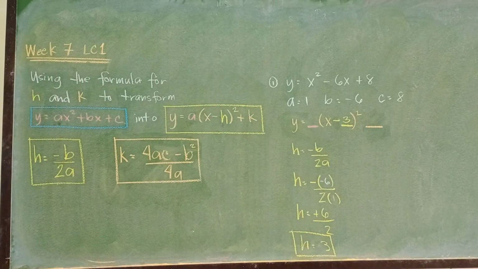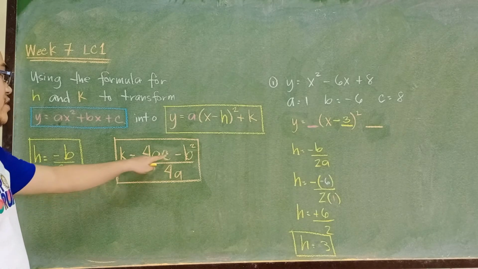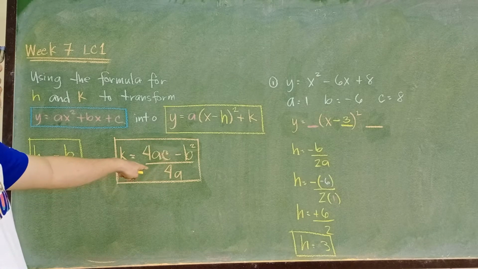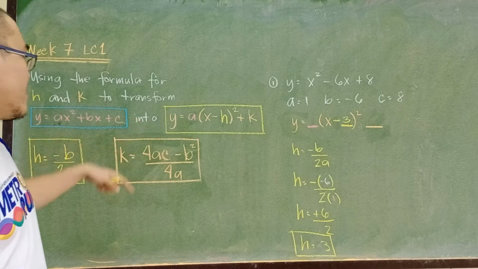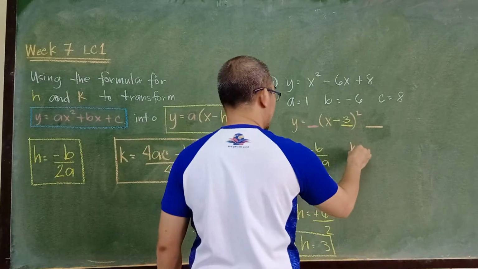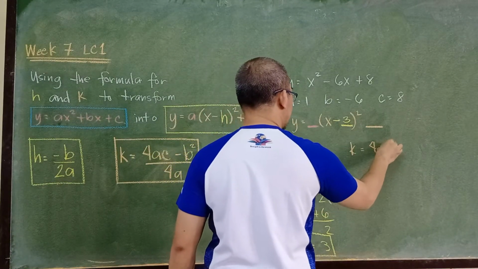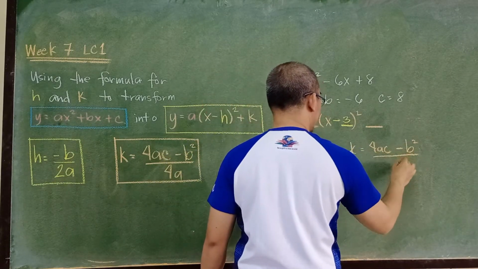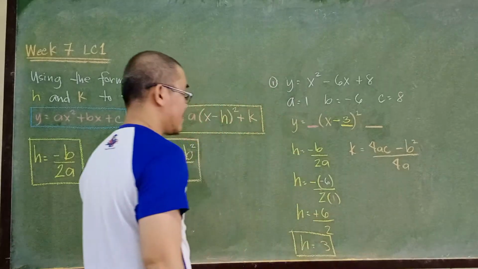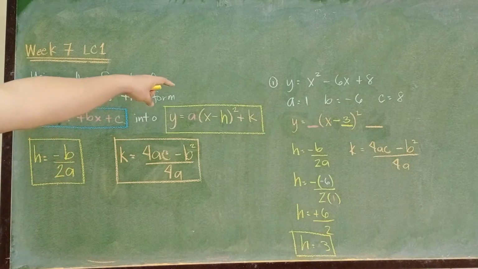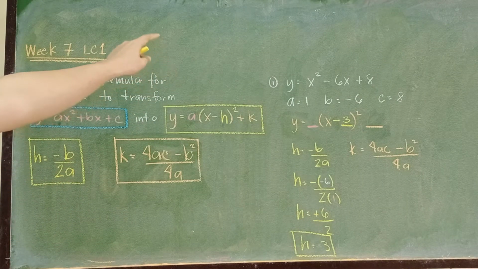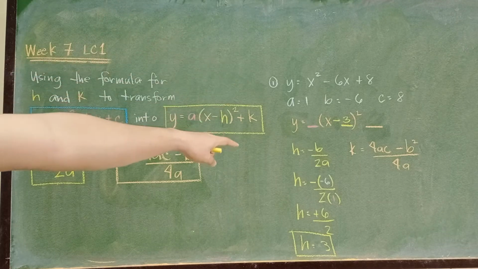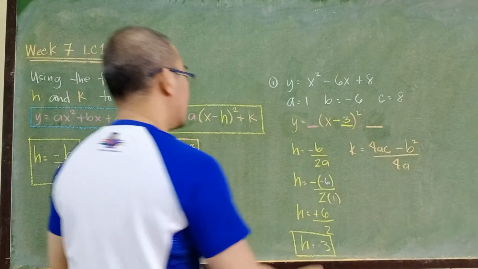Next, ano naman ang value para dito sa may k? So yung formula na gagamitin natin will be this one, 4ac minus b squared over 4a. So medyo mas mahaba yung sa may k. So k is 4ac minus b squared over 4a. Now, using the values na nakuha natin doon sa given, yung values ng A, B, and C, lalagay natin doon sa formula.